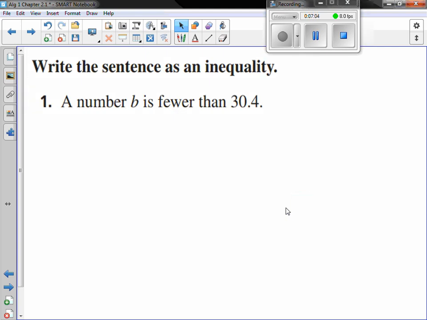B is fewer than 30.4. So what would we say? B is what? What is fewer than? Because we also have that chart, don't we? On the first page, our symbol, we either have less than or is fewer than. So fewer than is our less than symbol. And that's it.